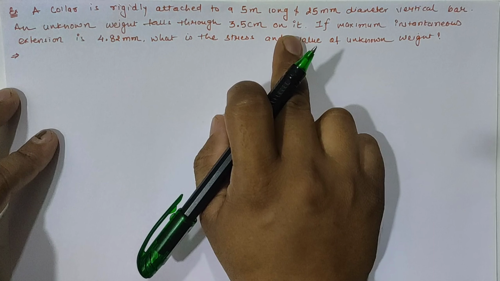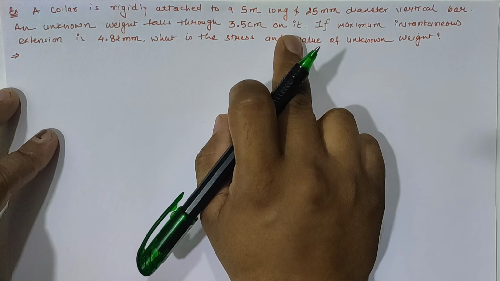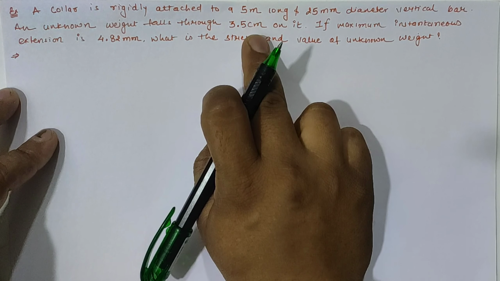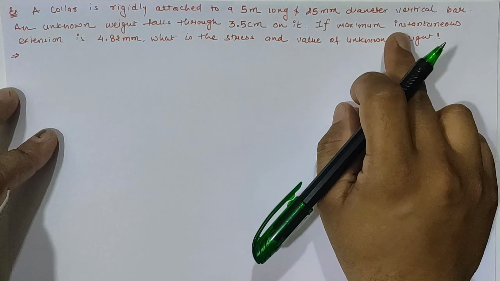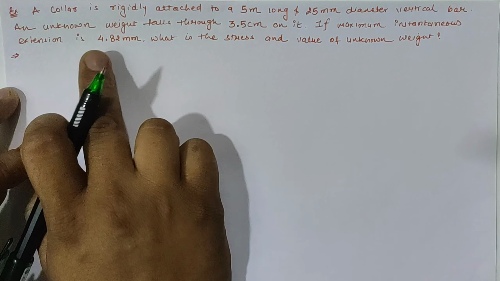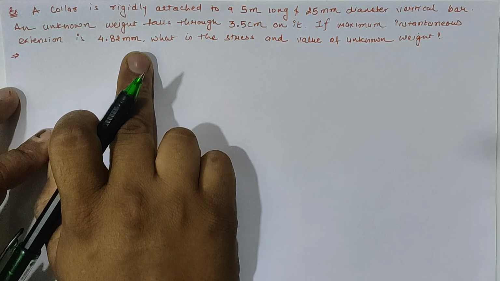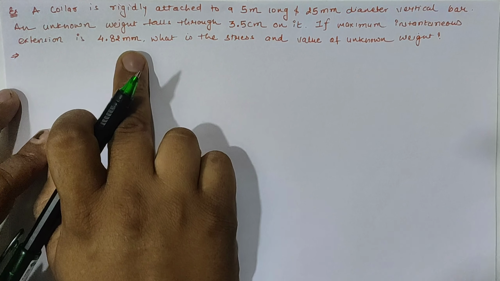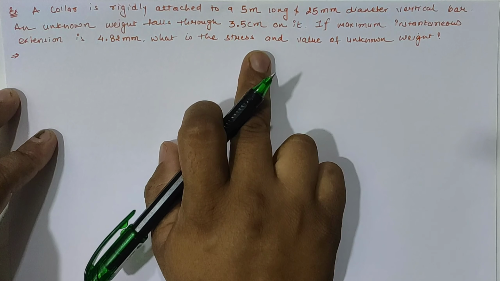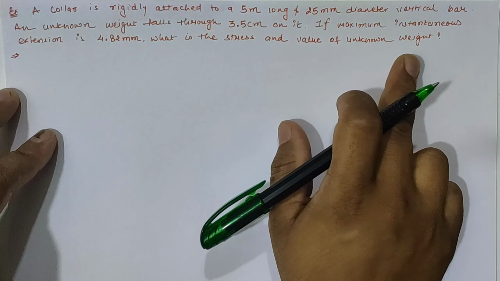It means that an unknown weight, for example a load P, is falling through 3.5 centimeter, or we can say 35 mm, as the given height. If the maximum instantaneous extension is 4.82, it means we have the extension given as 4.82. What is the stress as well as the value of the unknown weight?